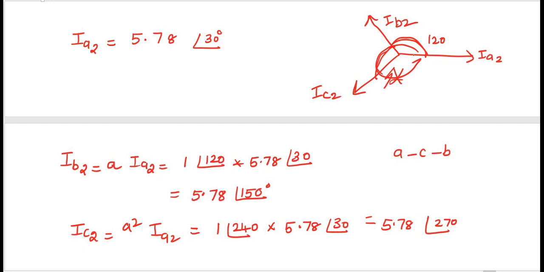Angle 270 means up to this angle 270. So this is a positive angle. What about the negative angle? This is minus 90 degree. So 5.78 angle minus 90 degree. That's all. These are the various sequence components for the line currents. Thank you. Have a nice day.